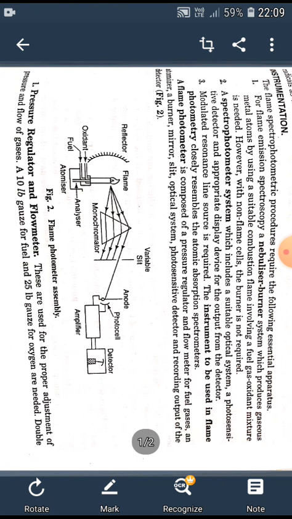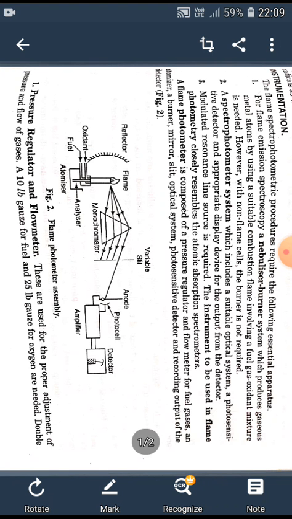The second important requirement for flame photometry is a spectrophotometer system, which includes a suitable optical system, a photosensitive detector, and a display device for the output from the detector. A modulated resonance line source is also required. The instrument used in flame photometry very much resembles the atomic absorption spectrometer. A typical flame photometer is shown in the figure below.